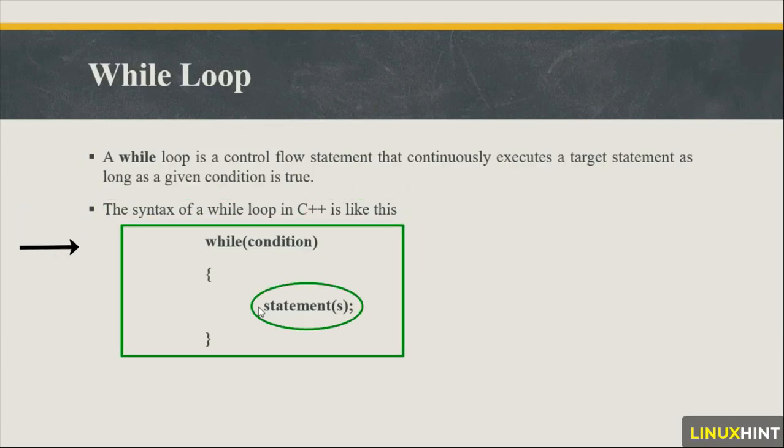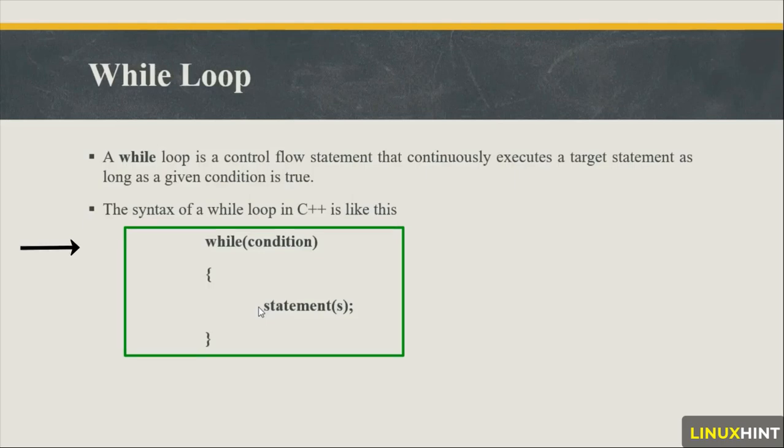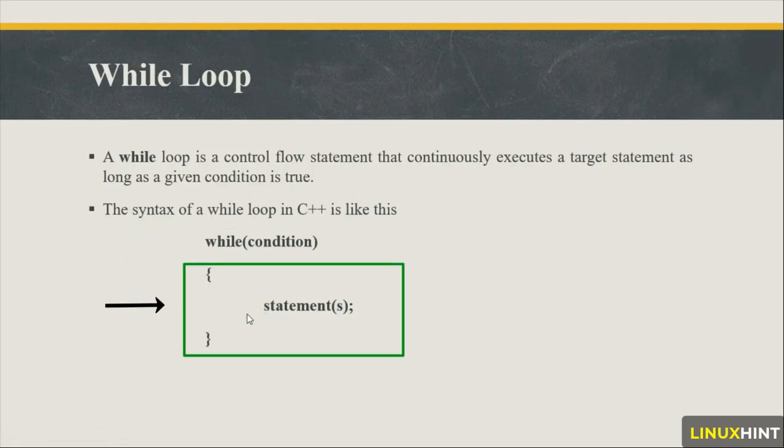The while loop evaluates the test expression. If the test expression is true, the code inside the body of the while loop is executed. Then the test expression is evaluated again. This process goes on until the test expression is false. When the test expression is false, the while loop is terminated. Here we can have a single statement or a block of statements. The condition may be any expression, and it is true for any non-zero value.